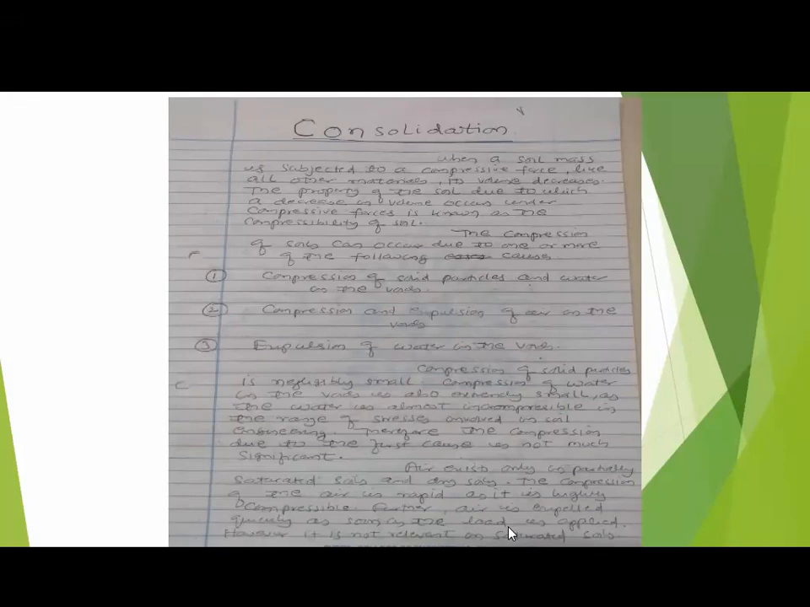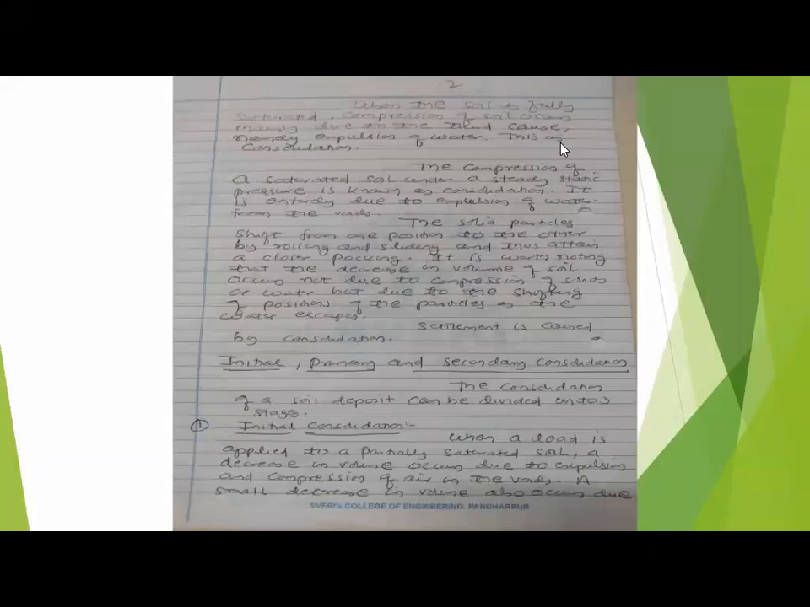So this you have studied in detail, and there is no need of studying it again. This process is called compaction. Now we are concerned about the third case. When the soil is fully saturated, compression of soil occurs mainly due to the third cause, namely expulsion of water, and this is consolidation. So what is consolidation? What happens in case of consolidation?